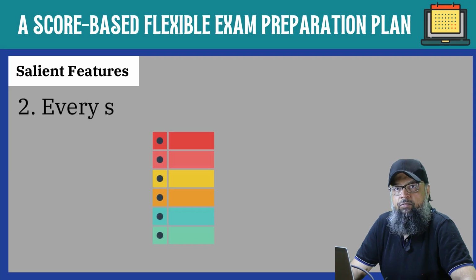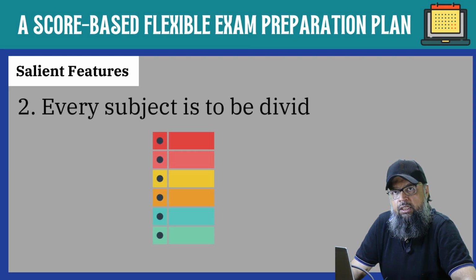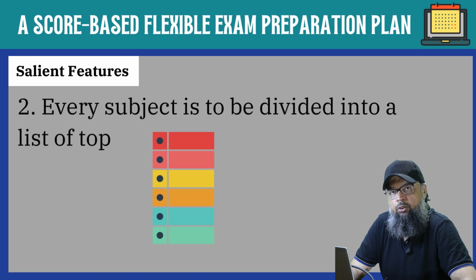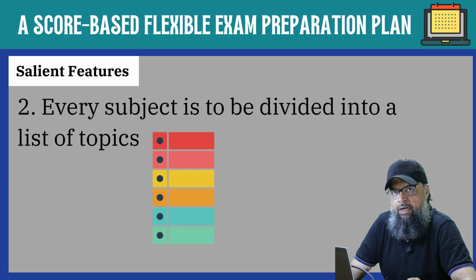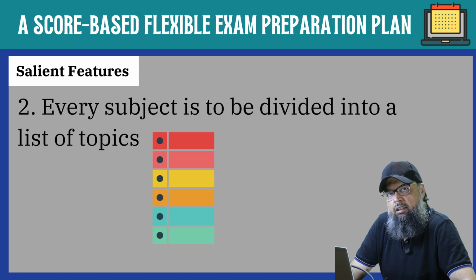Now the second important feature of this study plan is that every subject is to be divided into a list of topics. A topic is the focus of this study plan. We prepare a topic and then we revise a topic a couple of times. And how do you divide a subject into topics? By looking at your course syllabus, by looking at your textbook or any extra books for the subject. So you look at the course curriculum and the textbook and make a list of topics for that particular subject. This is important for the implementation of this study plan.